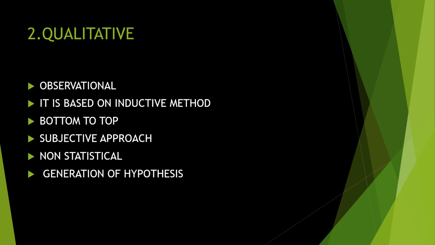Non-statistical: there are no statistics, mathematical analysis is not happening there. Observations are considered. It involves generation of a hypothesis. Generation of hypothesis means you are finding a new theory out of it. This is what you do in the qualitative type of research. Understood? So qualitative is inductive, you have to find that. Then it is subjective, it is non-statistical. You have to keep all these points in your mind.